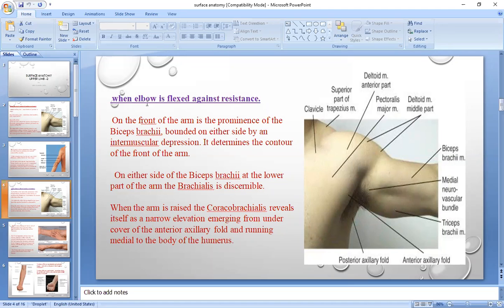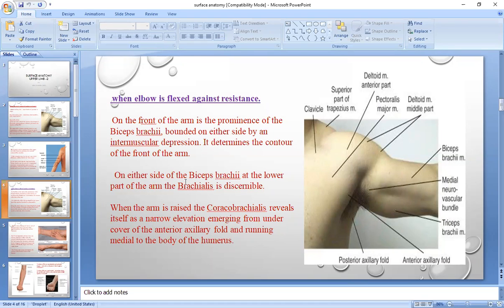When the elbow is flexed against resistance, not simply elbow flexion, okay, it is against resistance, you can demarcate a very prominent structure on the front of the arm, particularly on the medial aspect of the arm. That is the biceps brachii. If you keenly observe this biceps brachii prominence, there is one groove medially and one groove laterally. What are those? Intermuscular grooves. That is where the intermuscular septa get attached to the humerus. So on either side of the biceps brachii prominence, we have two depressions, medial and lateral, right?